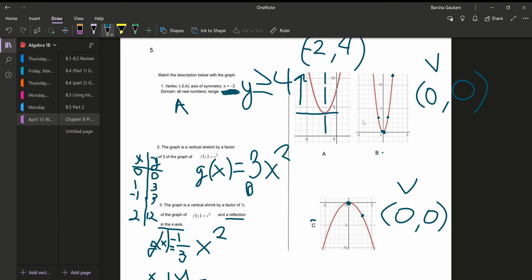And for vertical shrink, you want to find a graph that became wider, and for a vertical stretch, you want to find a graph that became a little skinnier, depending on the scale that you're going by. So in this one, our a is 3, so that means it's going to be a little bit skinnier.